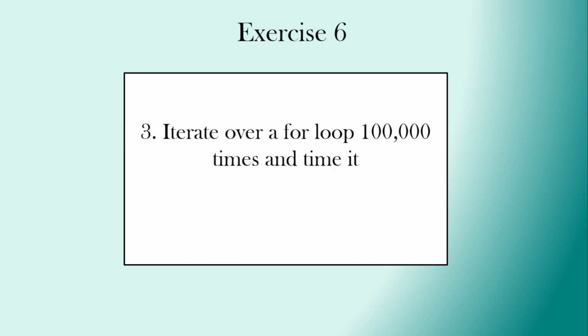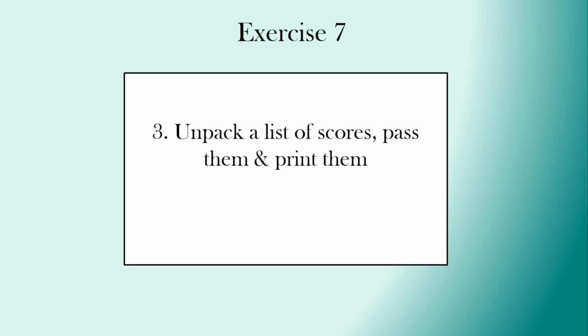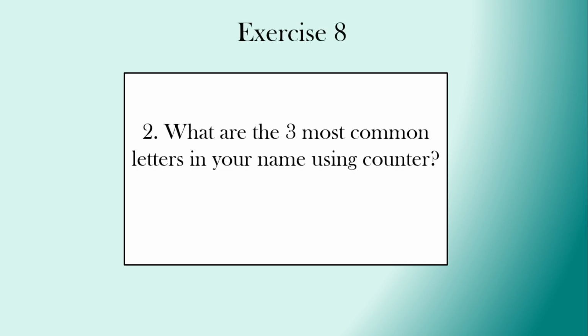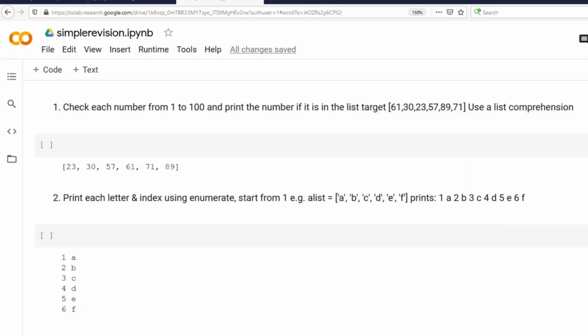So we're going to ask these questions in a quiz or practice sheet using Google Colab. Let's go through all of the questions, and you can also see the correct output. So number 1, check each number from 1 to 100 and print the number if it is in the list called target, which has these numbers in. Use a list comprehension, and you can see the numbers in the list in order as the output.